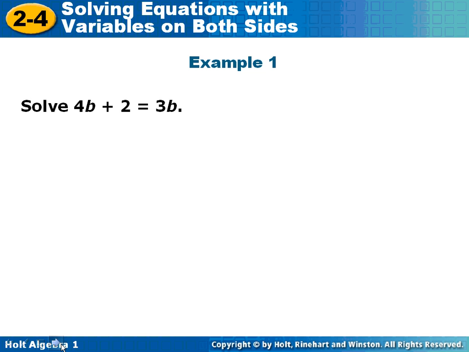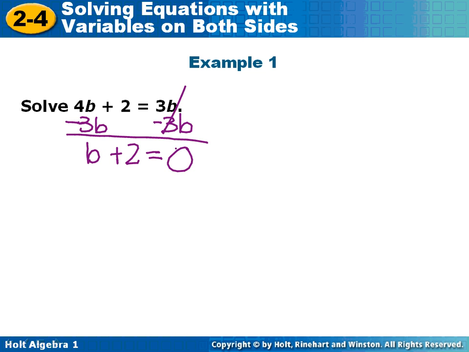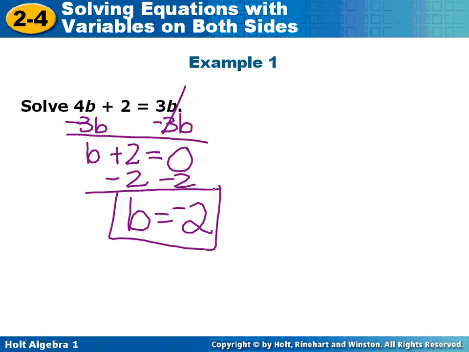All right, moving our letters to the left, we are going to subtract 3b. 4b minus 3b is b. Bring down your plus 2 equals. If everything cancels out on the right, you're just going to put a 0. Next, we're going to subtract 2 from each side, and b is negative 2. Easy breezy. All right, next problem.